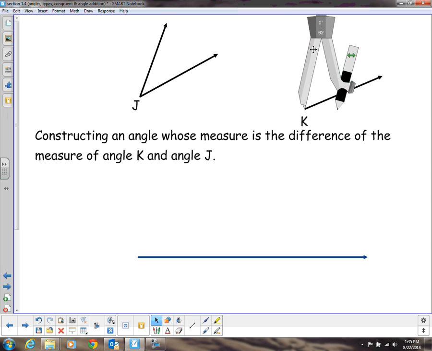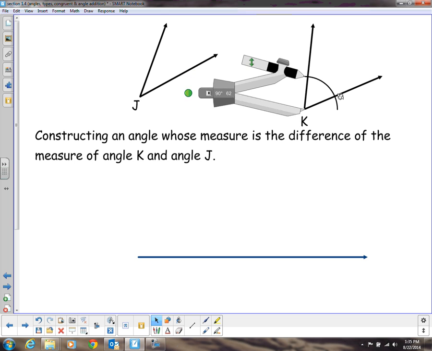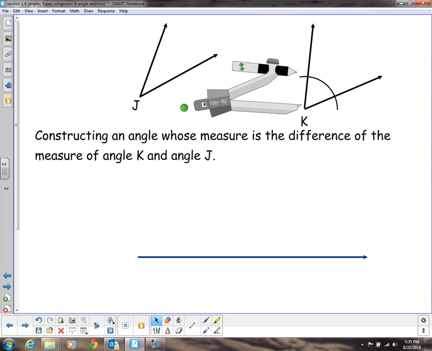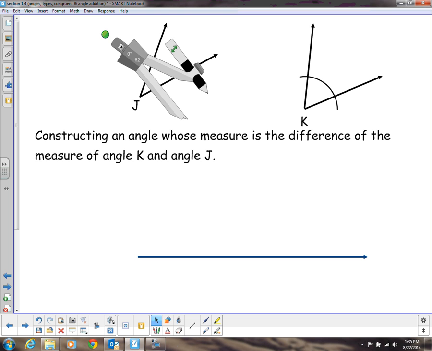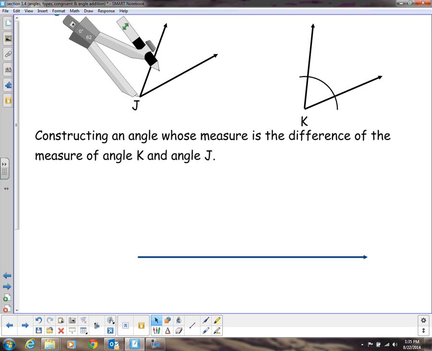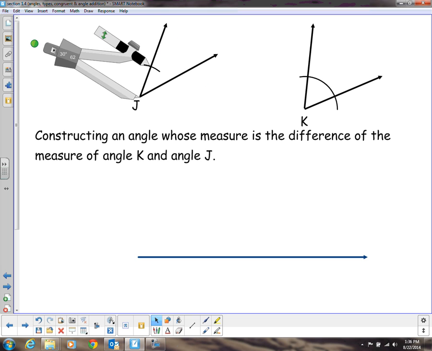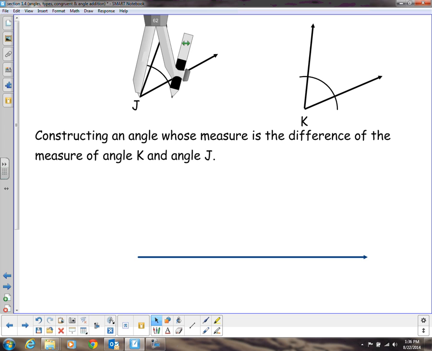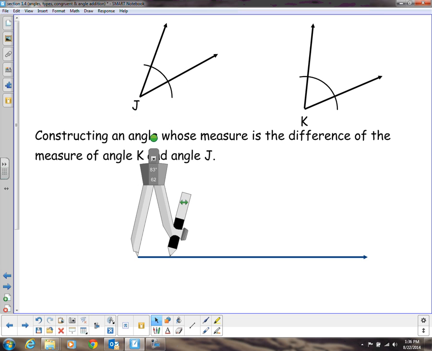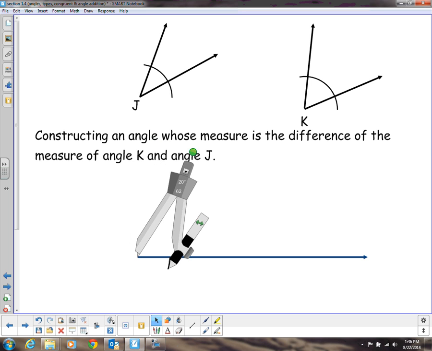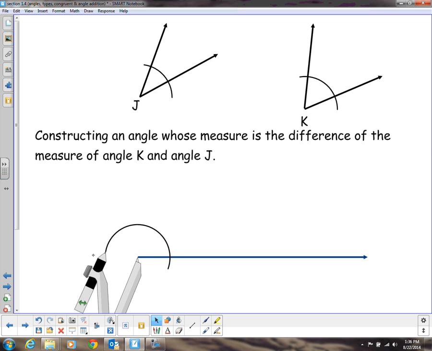I'm going to open this up. I'm going to draw an arc. Leaving the opening the same, I am going to put my compass point on J and make another arc. Leaving my opening the same, I'm coming down to the end point of my ray, and I'm going to make a nice large arc. Now, we want to start with K.